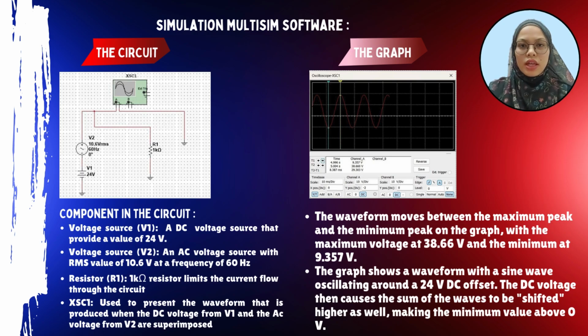As a result, it can be concluded that the Multisim simulation successfully validated the theoretical calculation, where it demonstrated a high accuracy. Therefore, this study indicates that a sine wave with an RMS of 10.6 volts riding on a 24 volt DC level produces a waveform with a maximum of approximately 39 volts and a minimum of approximately 9 volts.